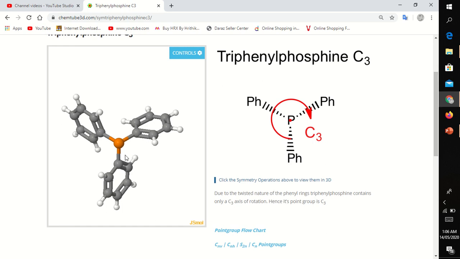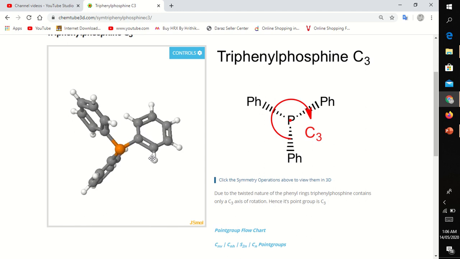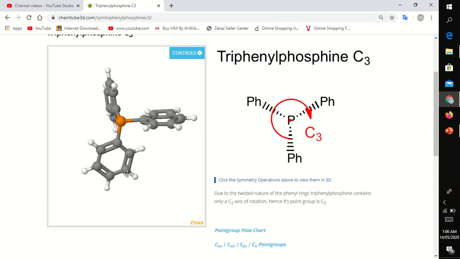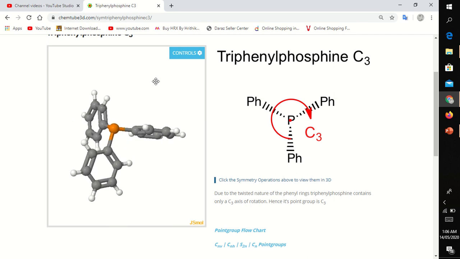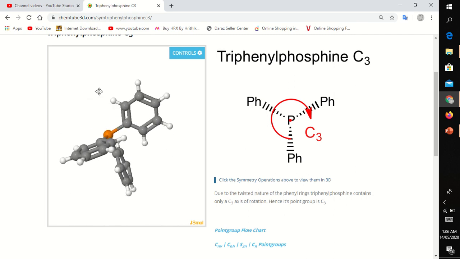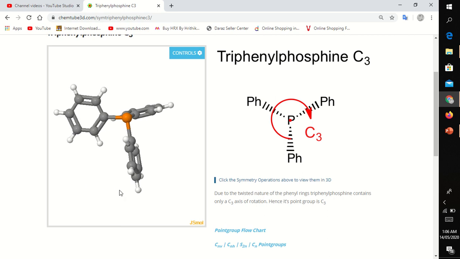Here is actually the structure of triphenylphosphine. Here we can see this is the molecule in which no kind of sigma is present. We are unable to find any kind of plane of symmetry in this molecule, and obviously if there is no plane of symmetry, then the improper rotation would also not be counted, because improper rotation is actually a rotation then reflection. So there is no reflection in this molecule, so improper rotation is ruled out.